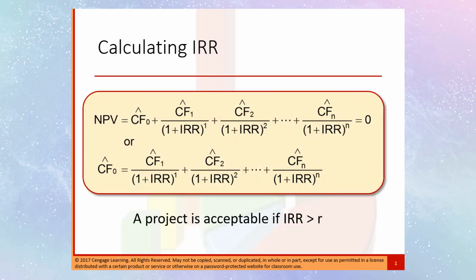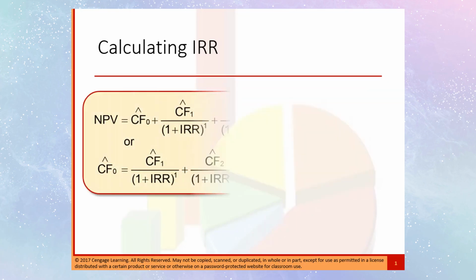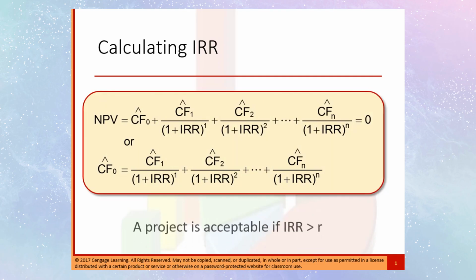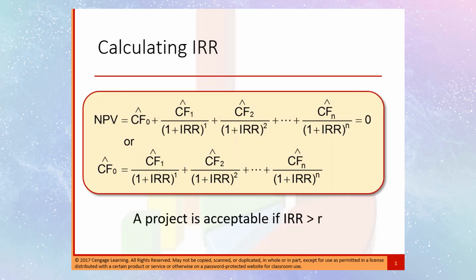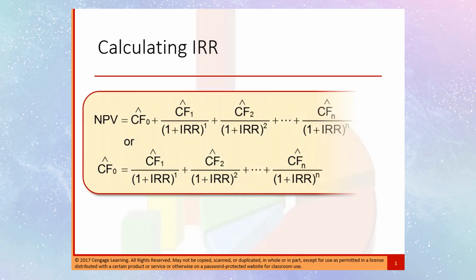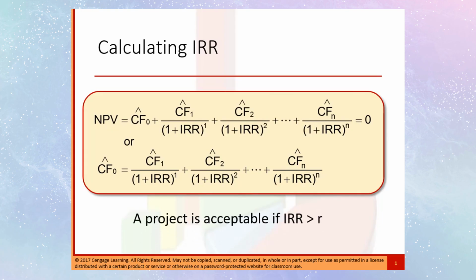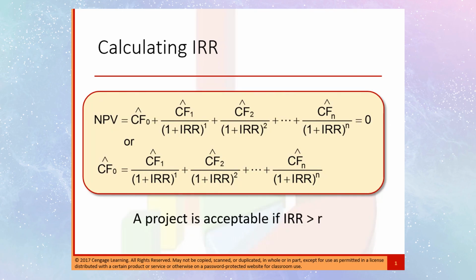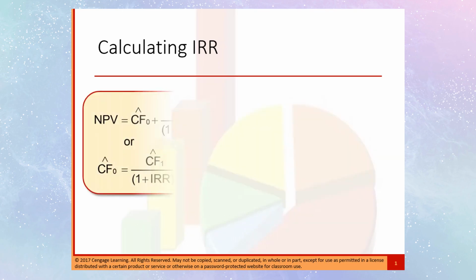Because this equation cannot be solved algebraically, we typically use a financial calculator or a spreadsheet to compute internal rate of return. This should give you a tremendous sense of relief. The key decision rule remains the same. If internal rate of return is greater than the required return, which is often denoted by the variable R, then the project is considered acceptable.